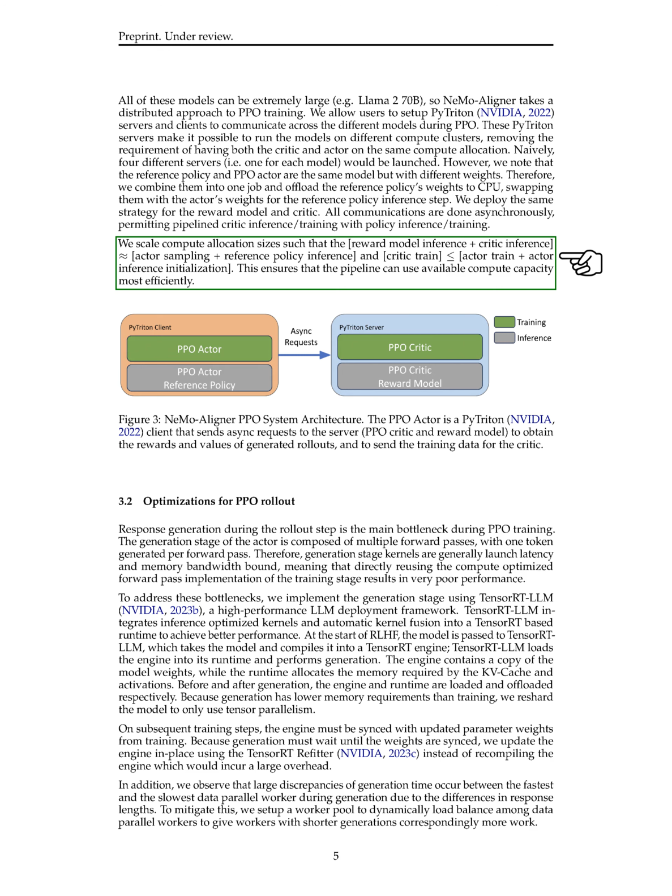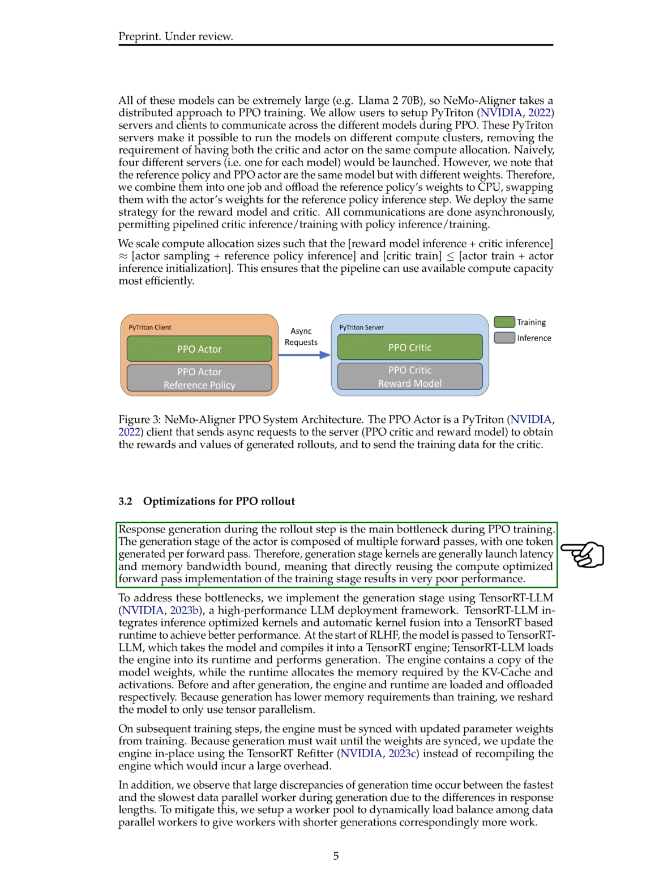Section: Optimizations for PPO rollout. In this section, we optimize the PPO rollout process. Response generation during the rollout was identified as the main bottleneck in PPO training. The actor's generation stage involves multiple forward passes, generating 1 token per pass. This process is memory bandwidth bound, so reusing the training stage implementation leads to poor performance.